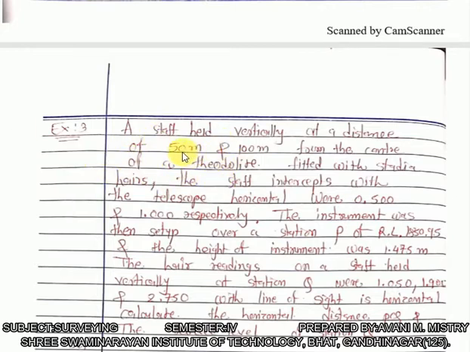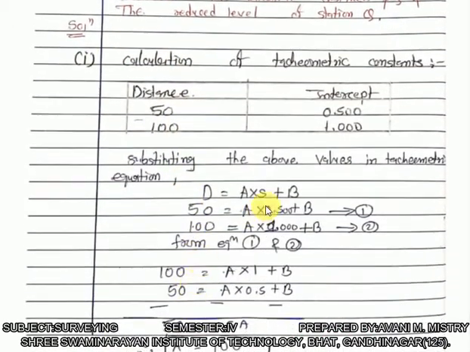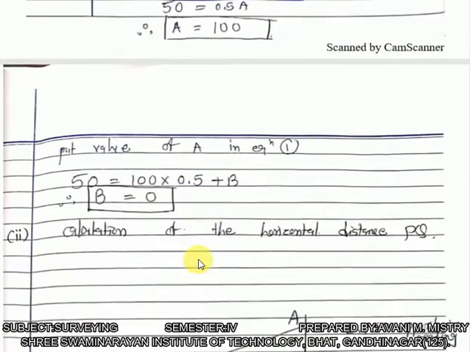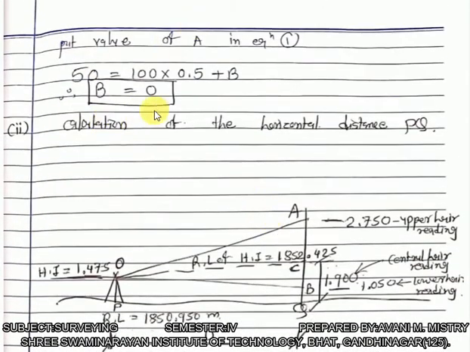We have two observations, at 50 meters and 100 meters. For the 50 meter distance, the staff intercept given is 0.5, and for 100 meters the staff intercept given is 1, that is S1 and S2 and D1 and D2. We have the equation D is equal to A into S plus B. Put the values of D1 and S1, D2 and S2, and we get two equations. Solving these two equations, we get the value of A is equal to 100, and putting A is equal to 100 in equation number 1, we get the value of B is equal to 0.